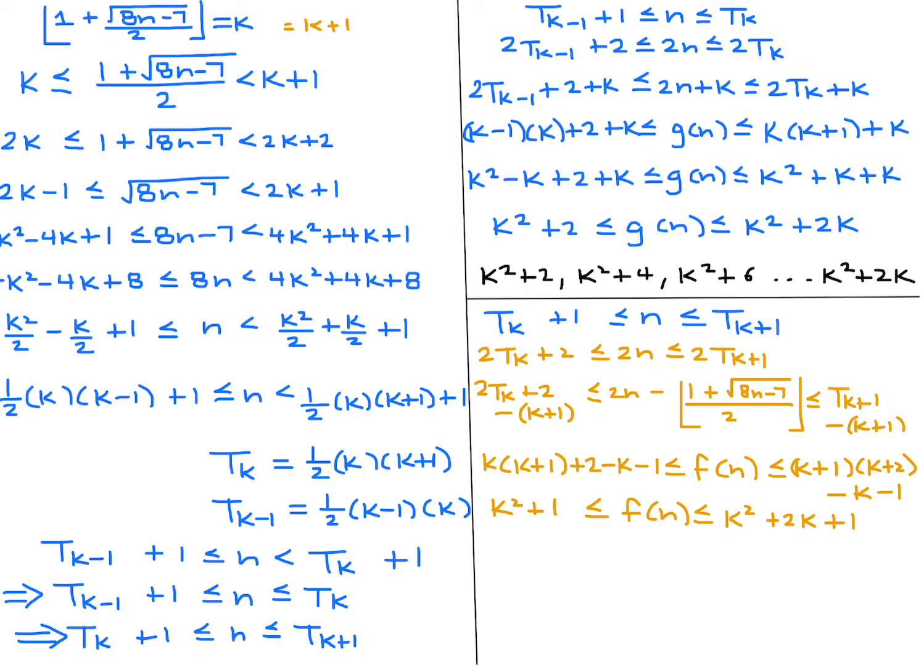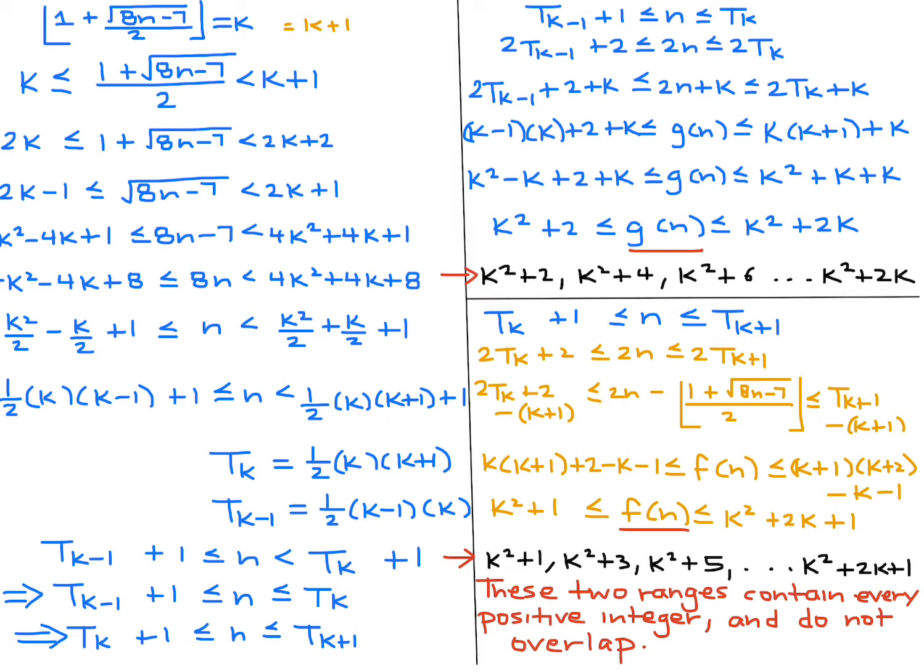And this range will basically be values as follows. It will be values like k squared plus 1, k squared plus 3, k squared plus 5, dot dot dot, all the way until you get to k squared plus 2k plus 1. So this time, as you can see, you're adding odd numbers every time to k squared. So our conclusion, therefore, is that both of these ranges, this is the first range and this is the second range. This is the range, of course, for g at n, and this is the range for f at n. Both of those ranges contain all the positive integers that you could possibly have, and none of those will overlap. And that is pretty much what they wanted us to show.